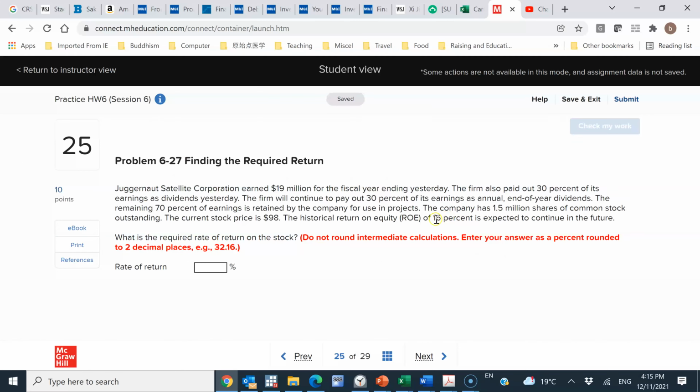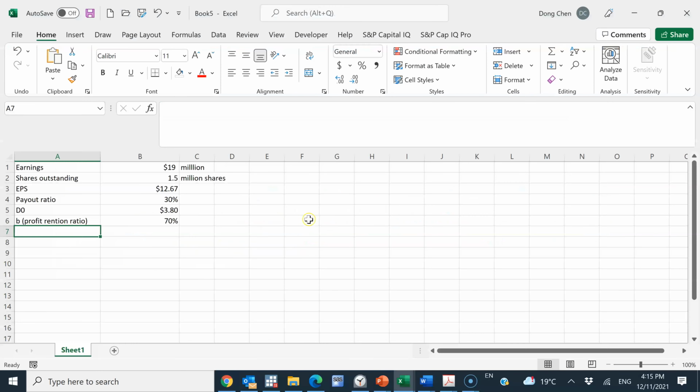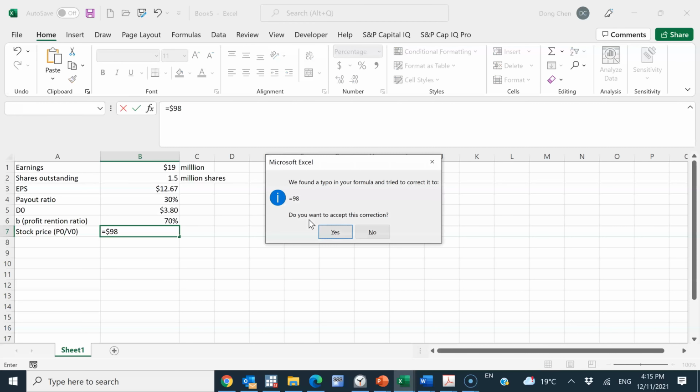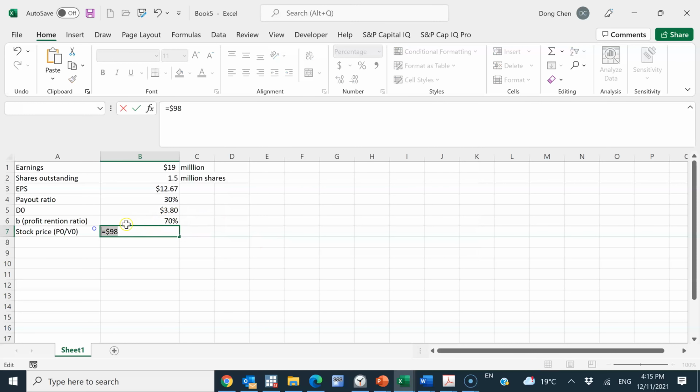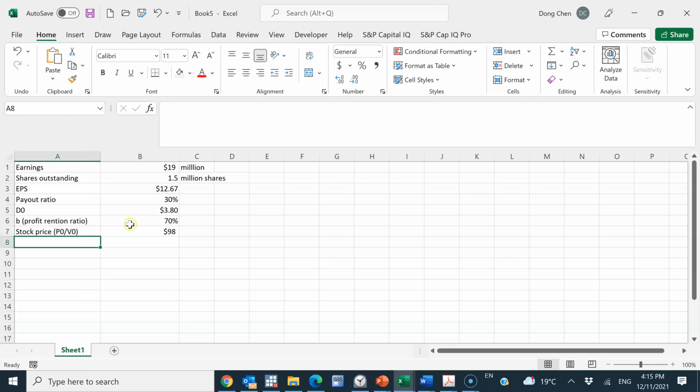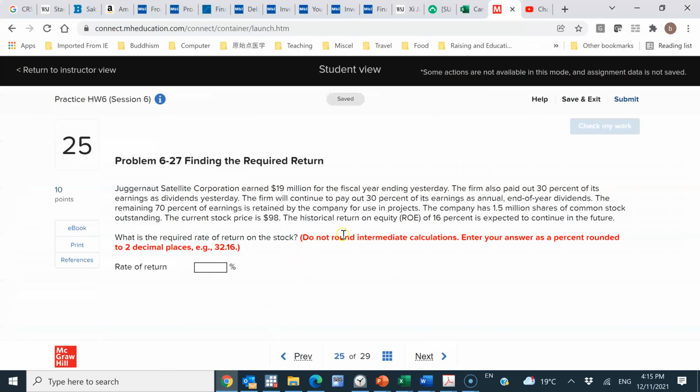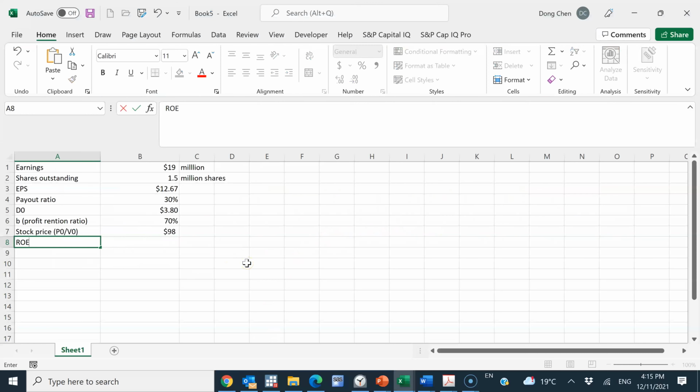And then go back to the setup of the stock price. And this is P0, or also V0, the intrinsic value of the stock. And this is $98 per share. And the historical return of 16% will continue forever.